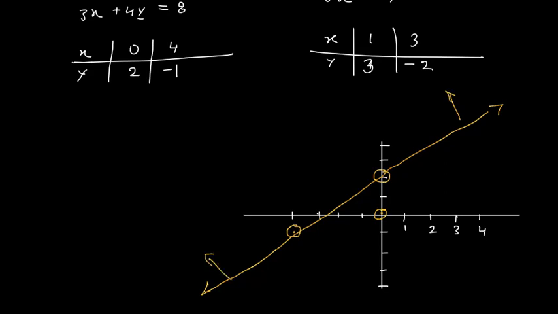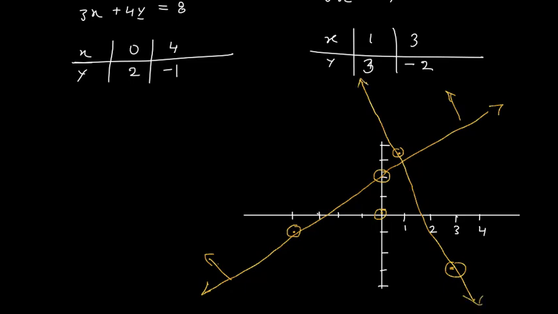Next I have x 1 and y 3. So for x 1, y 3, I get a point somewhere here. Then x 3 and y minus 2, so I will get a point somewhere here down. 3 comma minus 2. Now I will join these 2 points. So it will go something like this.